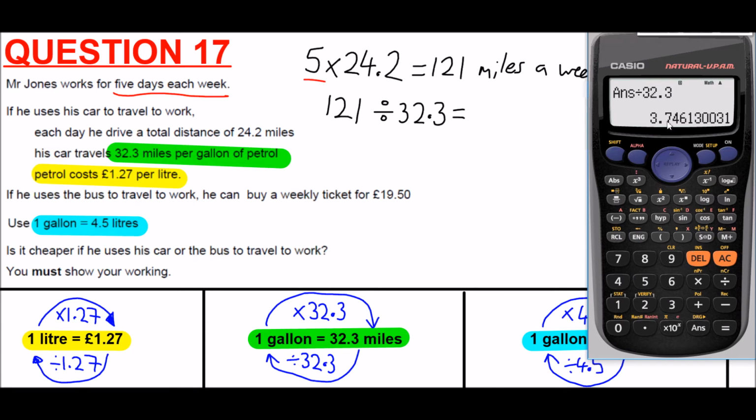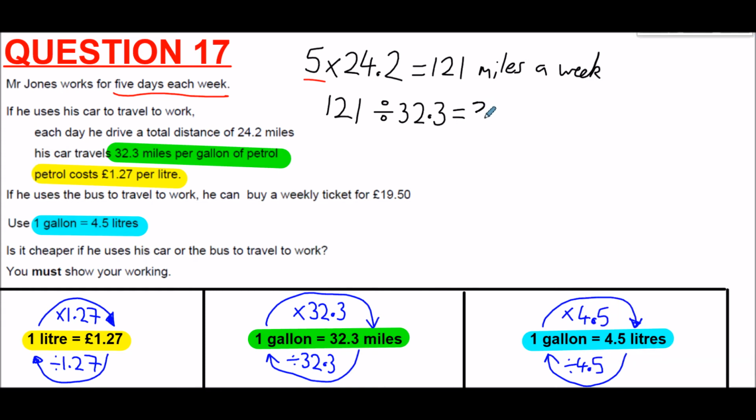Now, don't round off too soon in calculations. If you're going to round off answers, only round off at the very, very end. So keep plenty of numbers at this stage. So that's 3.74613-ish gallons.